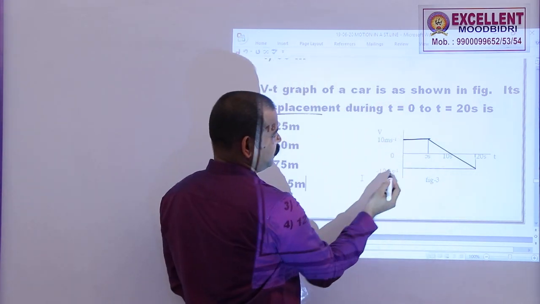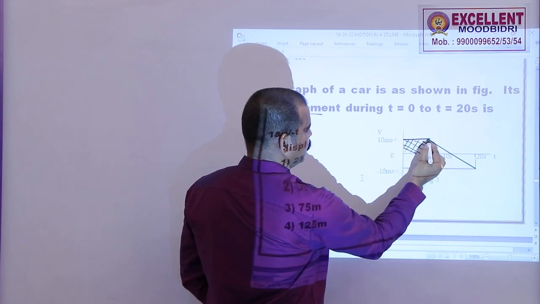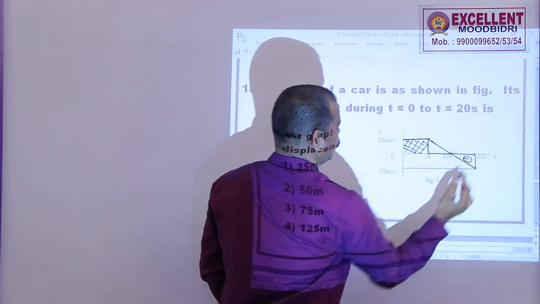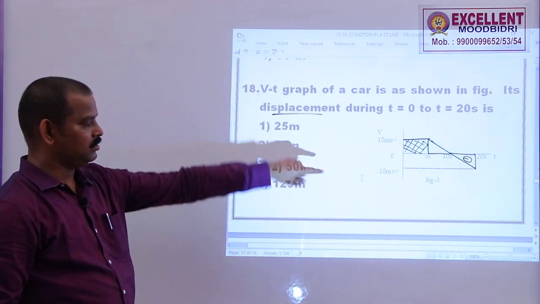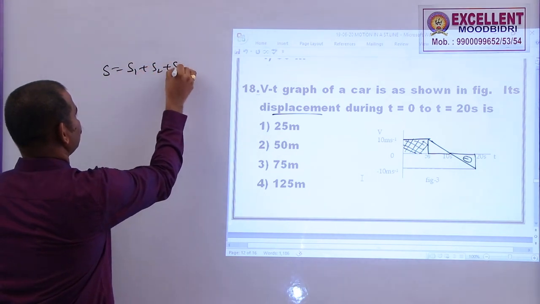Now, what is the area of this one? This is the first area of one rectangle, then one triangle, and then one more triangle whose displacement will be negative because the velocity is negative. Now, the total displacement is given by the sum of the 3.